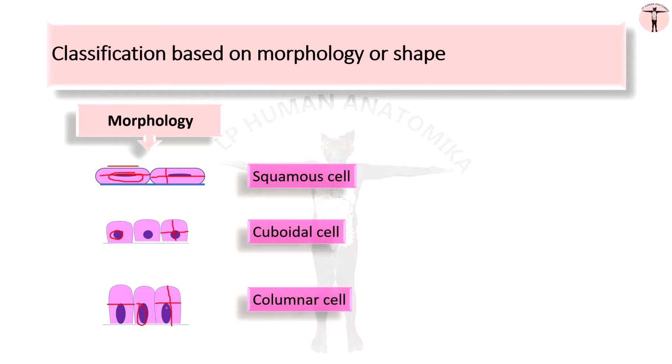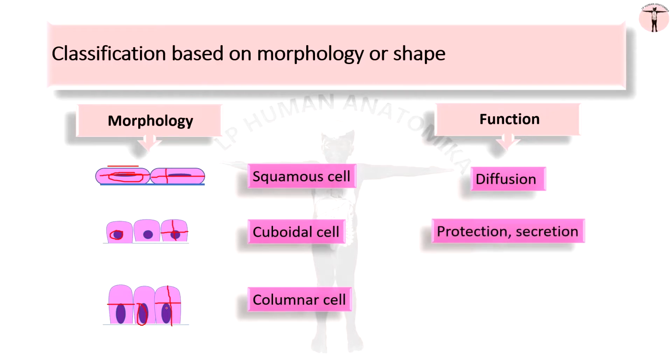Now we will see the functions of the cells. Now what are the functions of these cells? Squamous cells help in diffusion. Cuboidal cells help in protection and secretion, and columnar cells help in absorption and secretion.